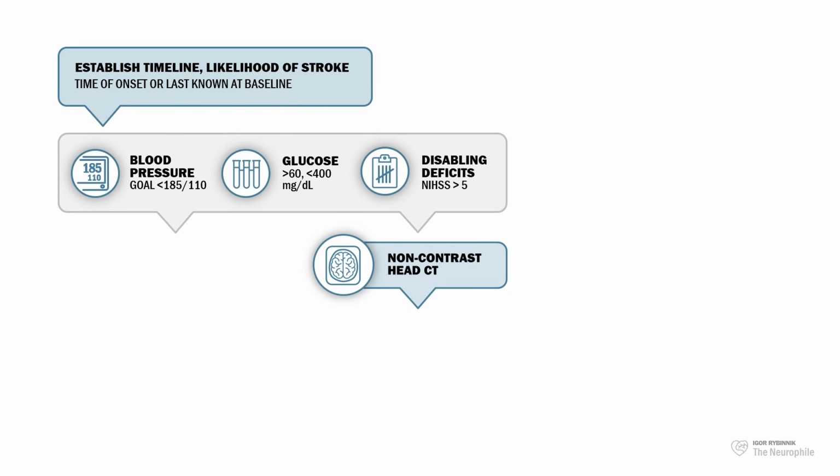Do we need to confirm a clot in a large vessel with CT angiogram before we can treat with tenecteplase? No, not at all. Smaller, more distal clots and disease in the subcortical vessels may not be visible on vascular imaging, but may benefit from thrombolysis.